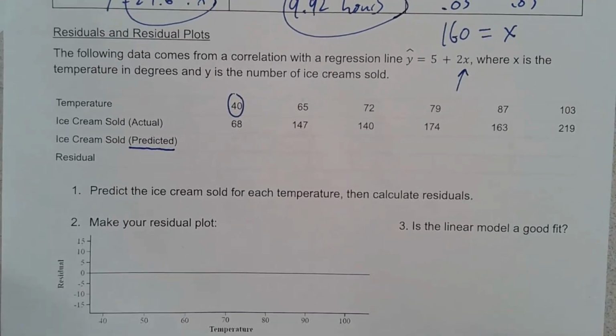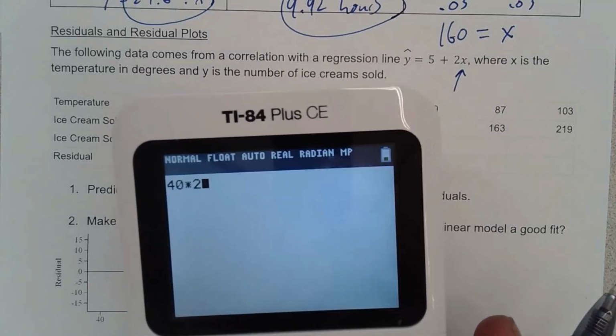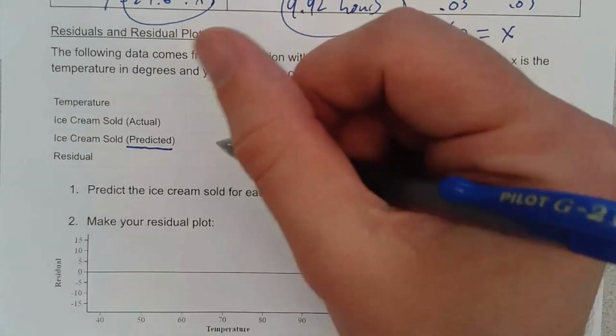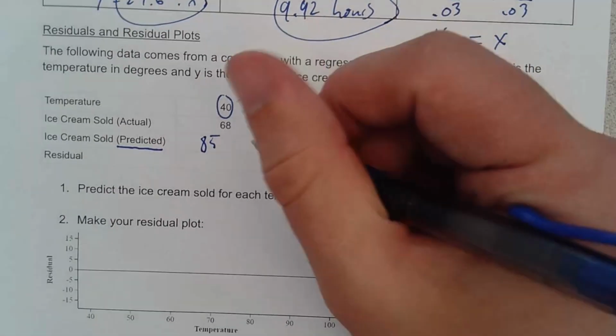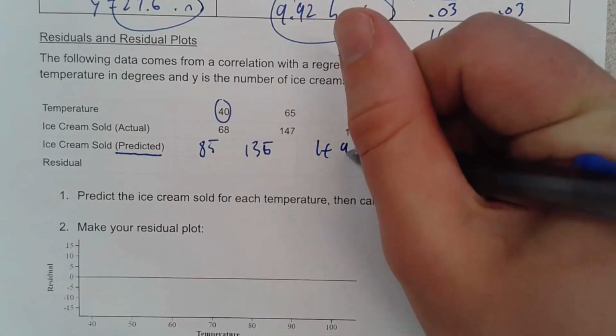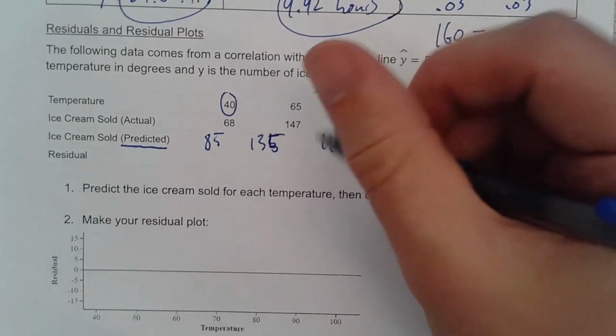So I recommend doing this on scratch paper, but I'm going to do it on the calculator here. So what I'm doing here is 40 times 2, that's for the first one, plus 5. So that'll be 85. So that's my prediction here, and I'm going to keep going. 65 times 2 plus 5 is 135. 72 times 2 plus 5 is 149. That's a 5, by the way. Just make sure that's clear. It's a 5. This is 149.